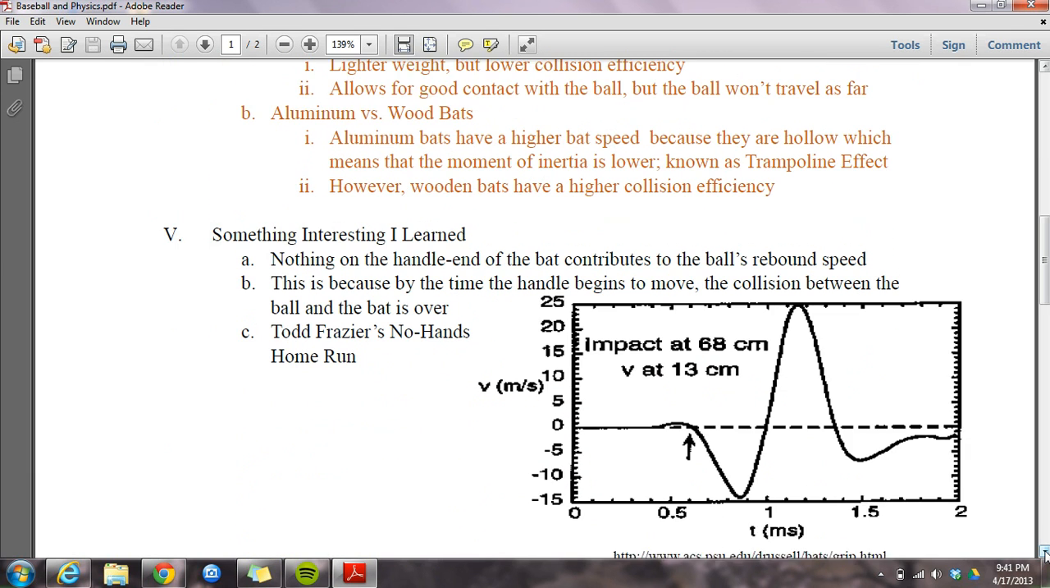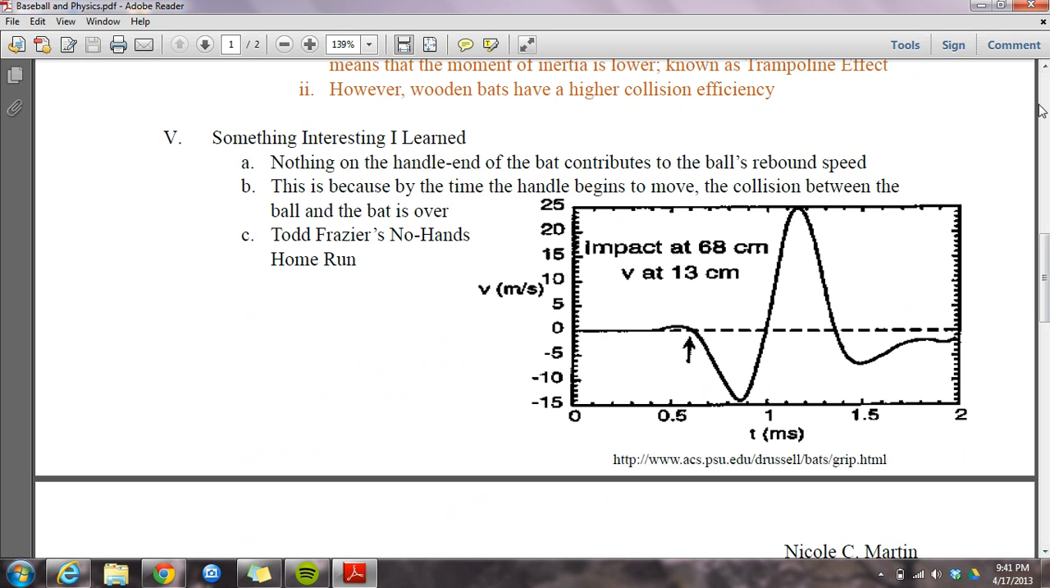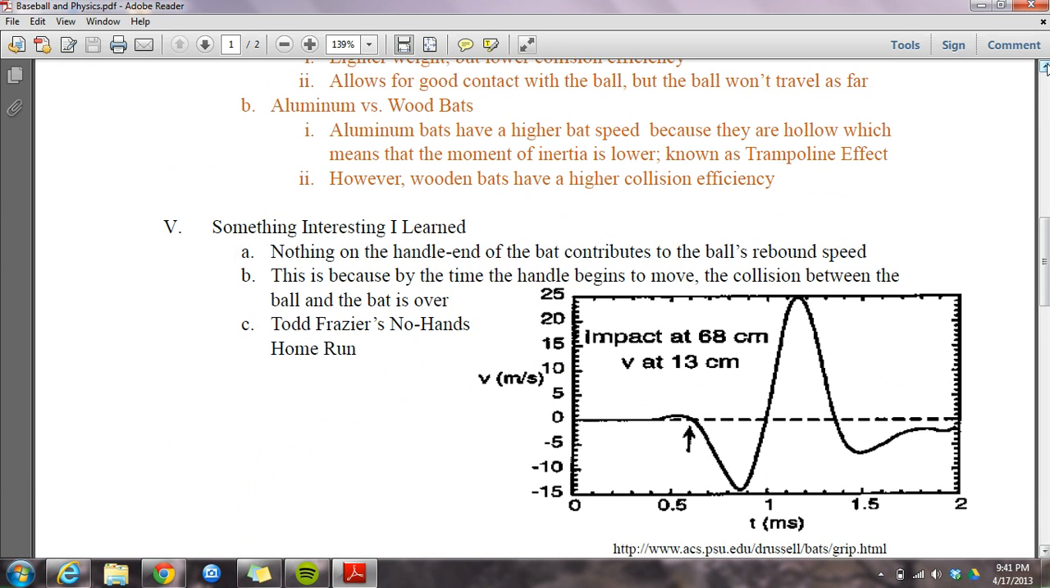Finally, I wanted to discuss something I found interesting from the lecture: he stated that nothing on the handle end of the bat contributes to the ball's rebound speed. Basically, the most important part is the larger, fatter end of the baseball bat hitting the ball. This is because when the batter swings the bat, by the time the handle begins to move, the collision between the ball and the bat is already over.